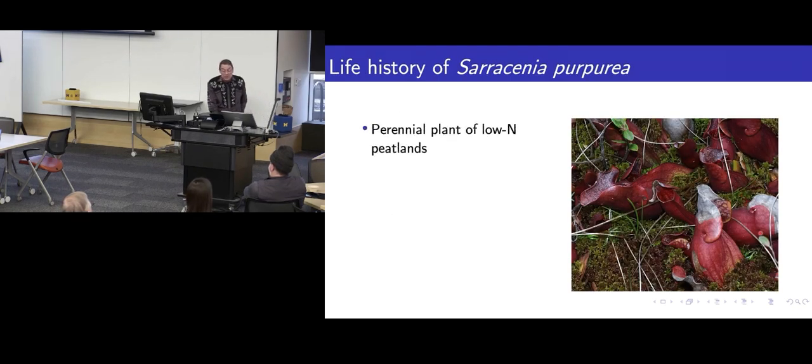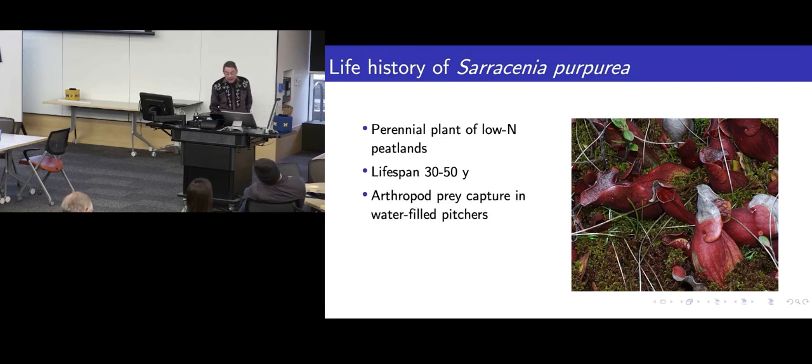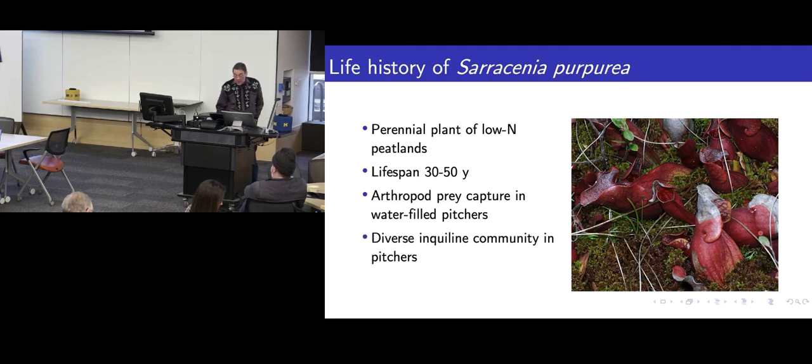Sarracenia itself is a perennial plant, at least in the northeast, of low nitrogen peatlands. For its small size, it's quite amazing that its lifespan is 30 to 50 years. So in many ways, this is like working on a population of trees. They do capture arthropod prey in these water-filled pitchers. It's kind of a low-grade trap, but it does the job, and that is the way they get their sources of nitrogen. But there's a second group of animals associated with this, a diverse community of inquilines that actually uses this pitcher as a habitat to live in.